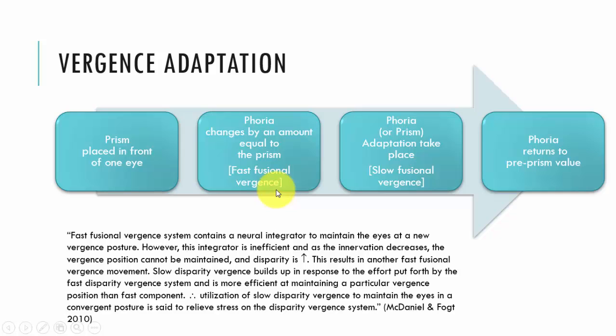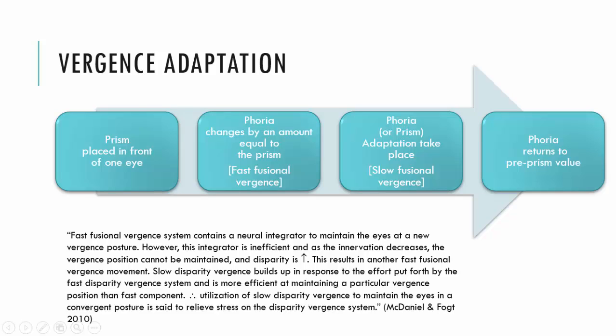Well, that's the first thing that takes place. And the phoria changes by the amount equal to the prism. However, what then takes place is slow fusional vergence, and phoria or prism adaptation takes place. And what we see through that adaptation is that the phoria returns to a pre-prism value. And this vergence adaptation removes the stress on the vergence system.